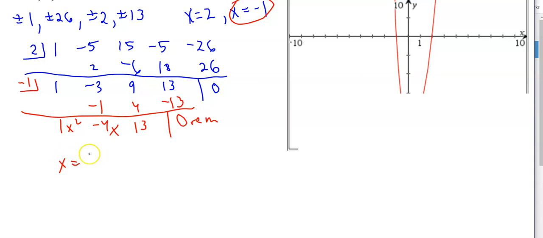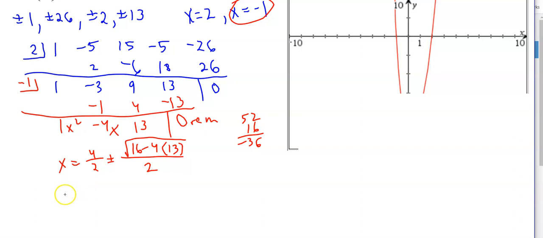So x equals, the opposite of b would be 4, over 2 times 1. Square root of 16 minus 4 times 1 times 13. See, 4 times 13 is 52, minus 16. You could use a calculator for this if you need to. So we think we get -36 here. So we get x equals 2 plus or minus the square root.